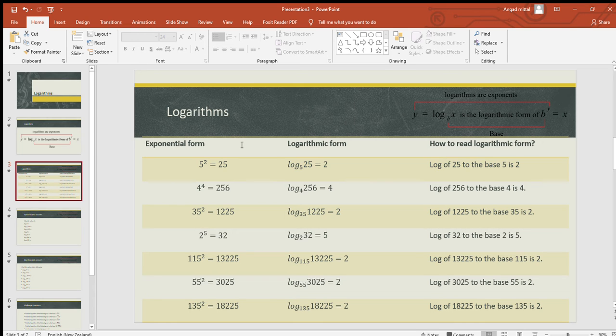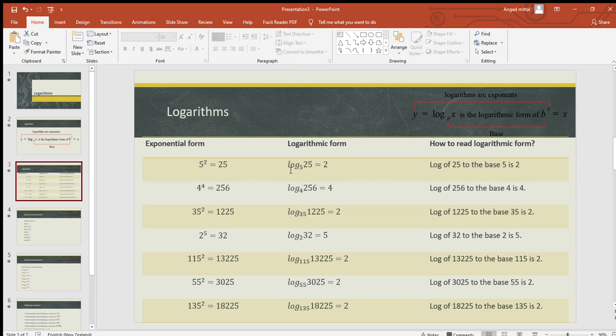So for example, 5 squared is equal to 25. If you want to write this in logarithmic form, you need to follow the format shown on the top right hand corner of the slide. So 5 squared is equal to 25 can be written as the log of 25, where 25 is the product, to the base 5, which is the base, is equal to 2, which is the value of the power. So how do we read this logarithmic form? Log of 25 to the base 5 is equal to 2. This is how you read a logarithmic form.